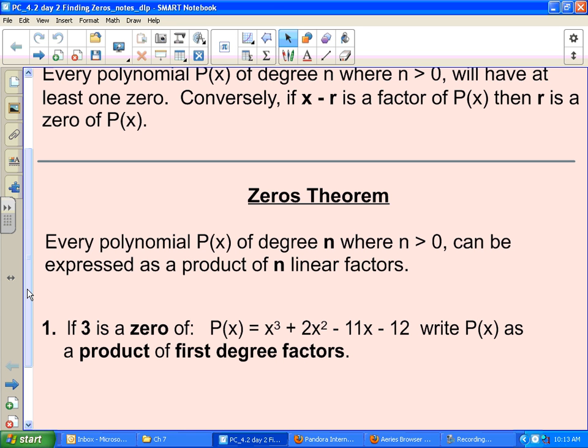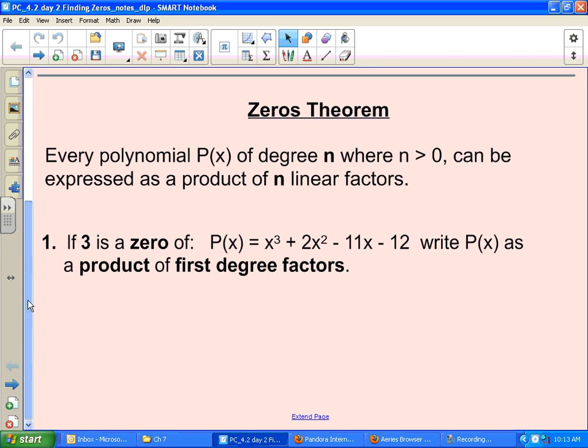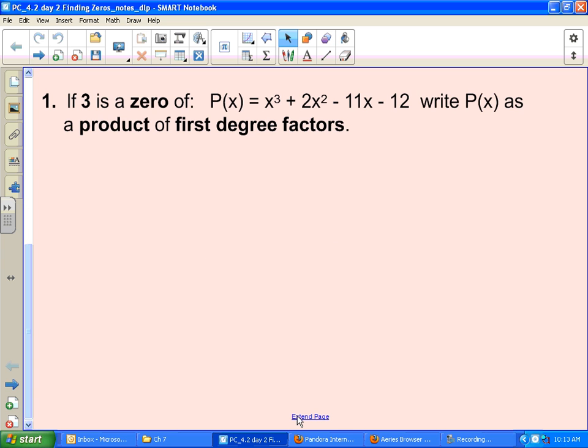So a little review from yesterday. Remember this relationship between factors and their zeros. If I have a zero, that means I can write a factor. If I have a factor, I can write a zero. That's what we were working on yesterday.